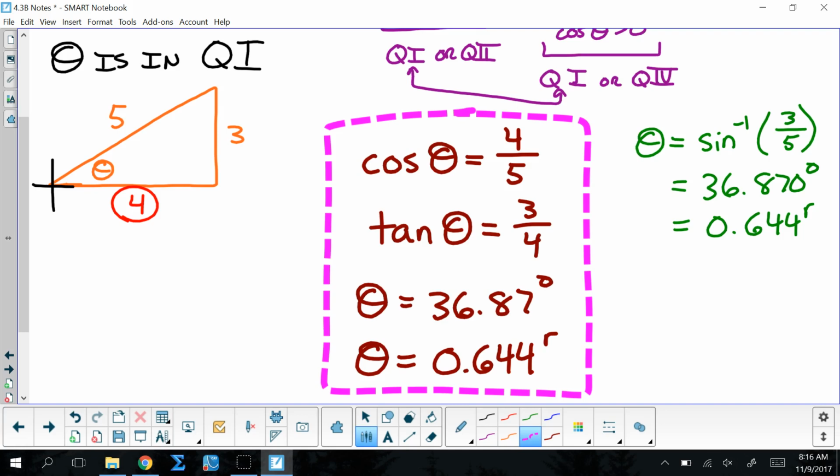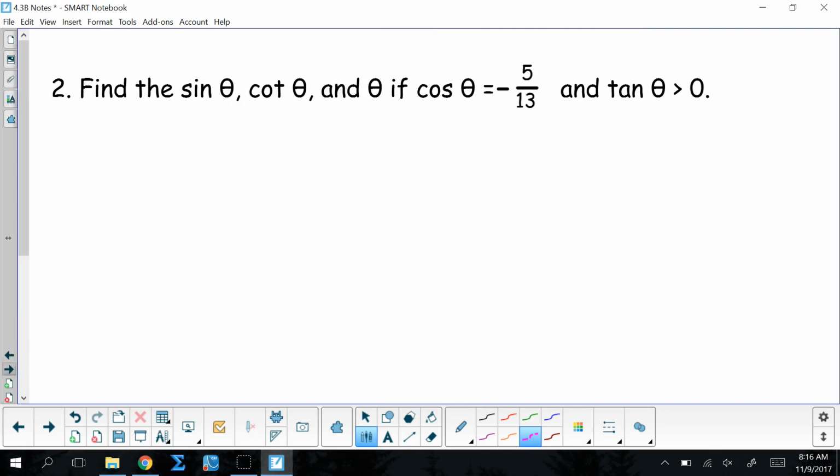Directions are going to be very important for you because it's going to say, give your answer in radians or give your answer in degrees. Okay? All right? What I would like you to do now is I would like you to try this one.